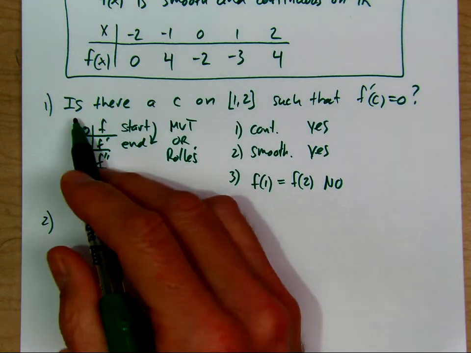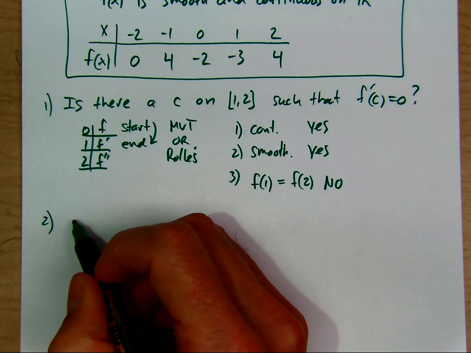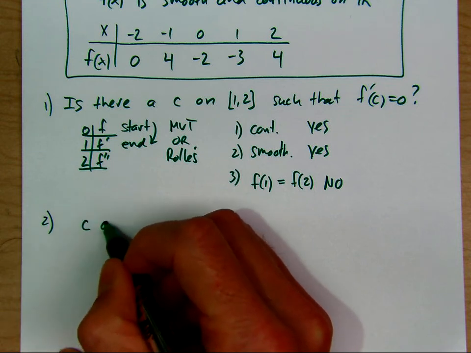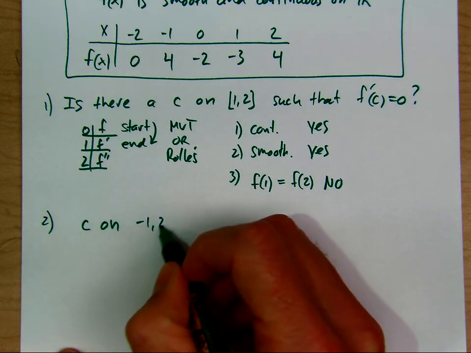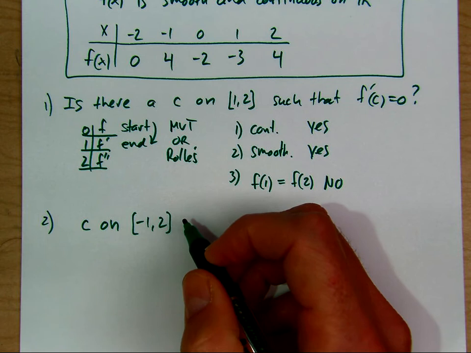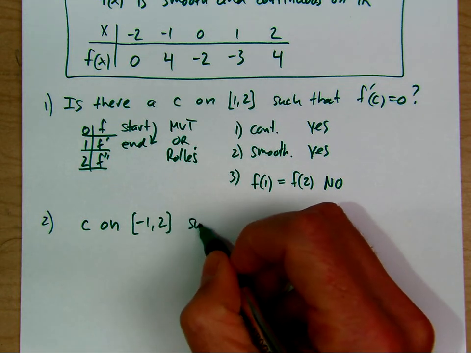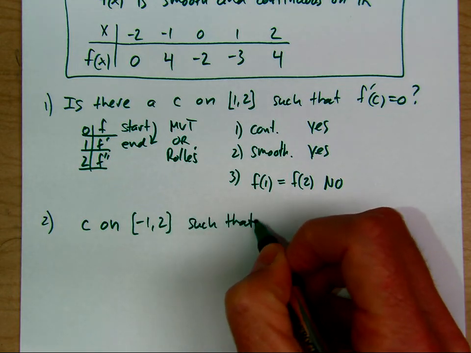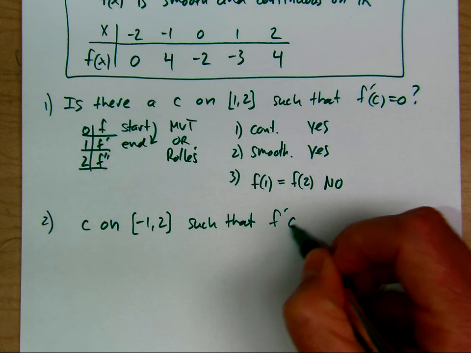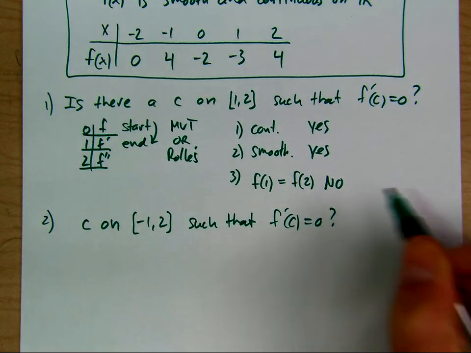Okay, is there a c? Let's shorten that. c on [-1, 2] such that f prime of c equals 0. Okay, pause the video and try that one.